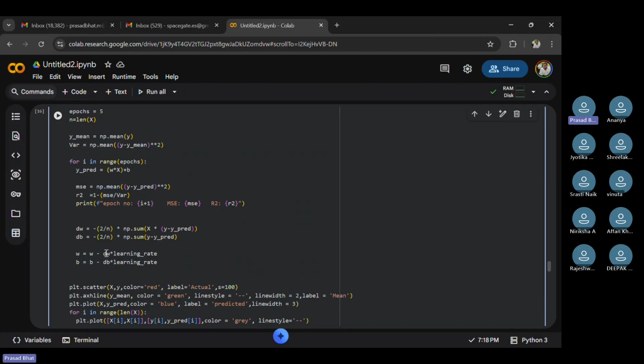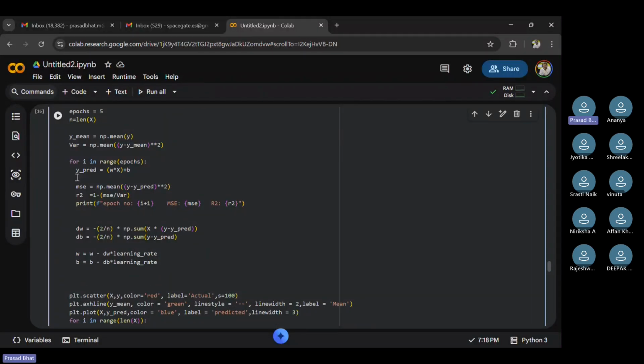However, once we are done with the loop, please mind the indentation here, right? I'm coming back to the outer indentation. Here, let me print the final figures, whatever we have found out. So print final values. W is equal to W. Then let me put some space. B is equal to B, right?